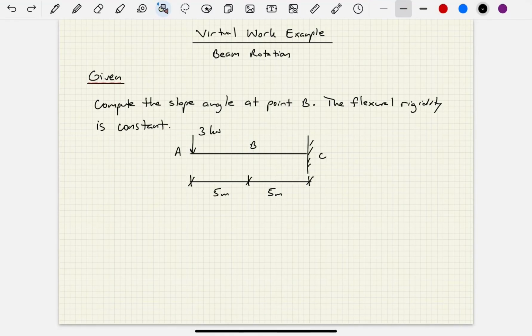Hey everybody, Dr. A here, and in this video we're going to be exploring another virtual work example, this time calculating a beam rotation angle. So let's go ahead and get started.